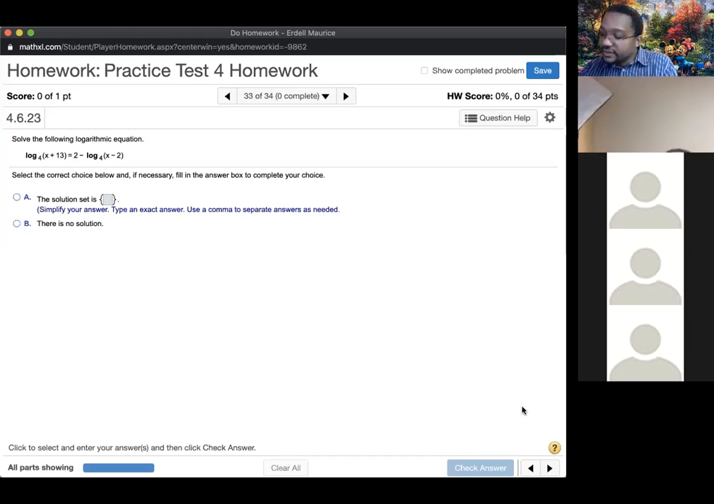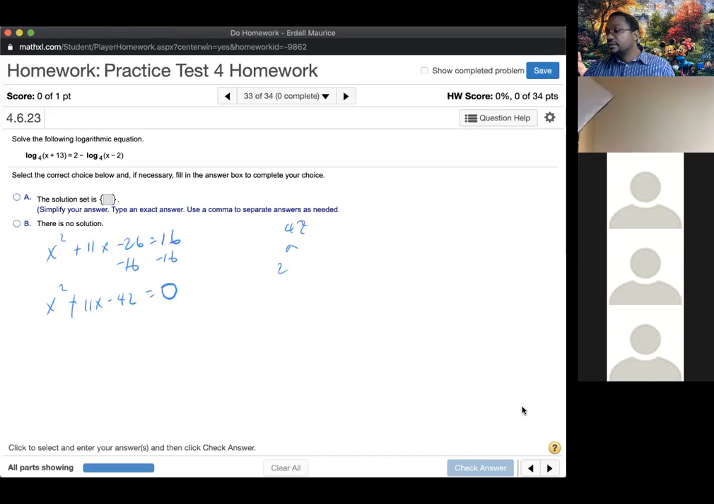So let's go back. It is x squared plus 11x minus 26 is equal to 16. Subtract 16. x squared plus 11x minus 42 is equal to 0. Well, I need two numbers that multiply to negative 42 and add to give me 11. 42 is 2 and 21.